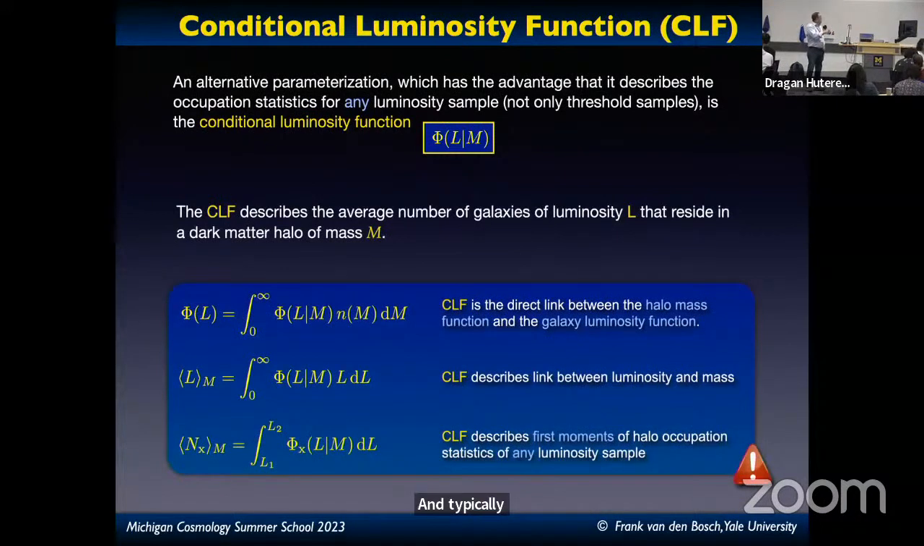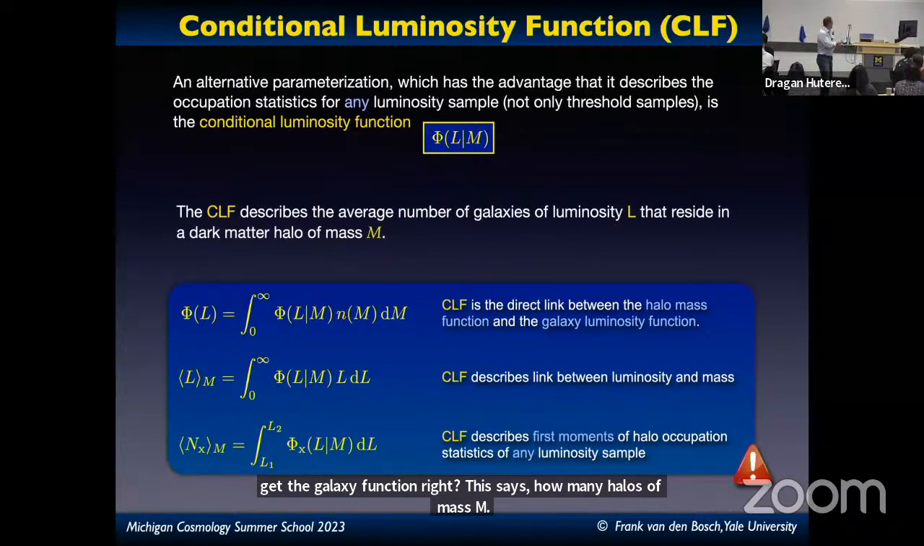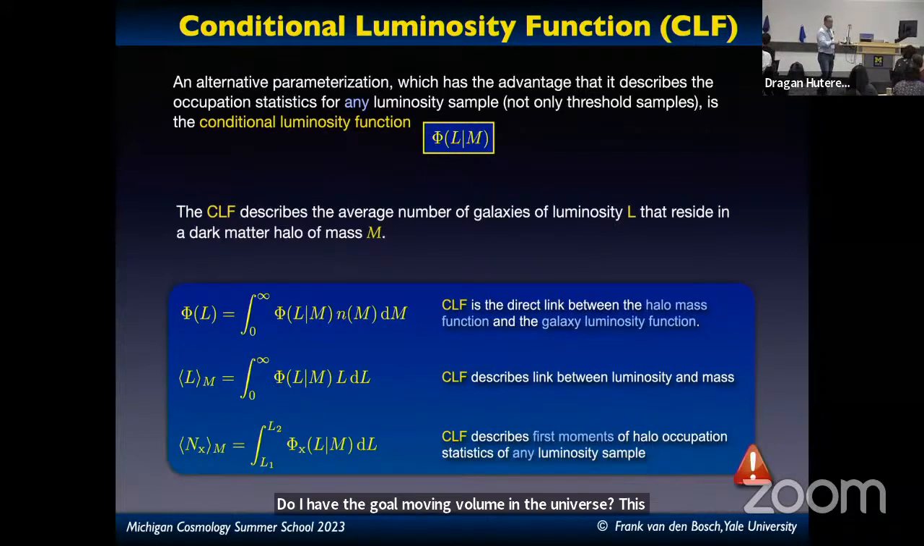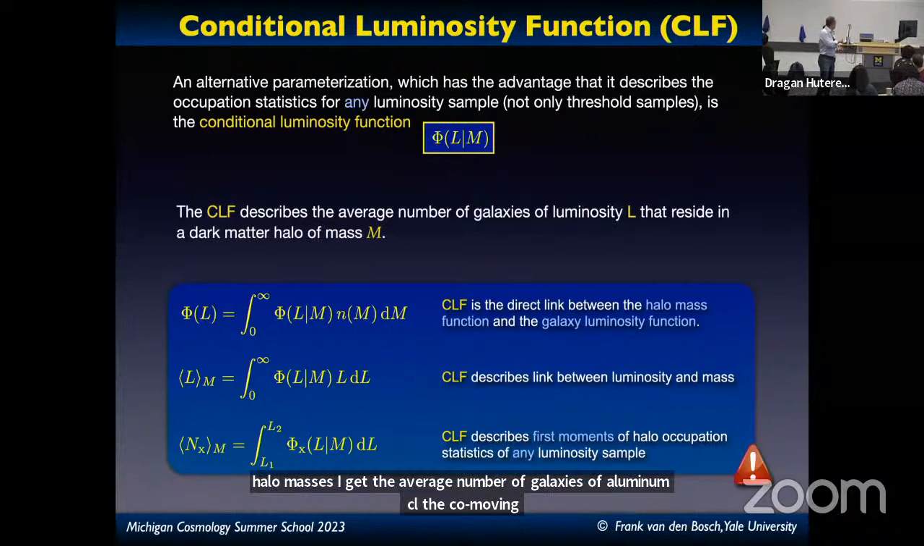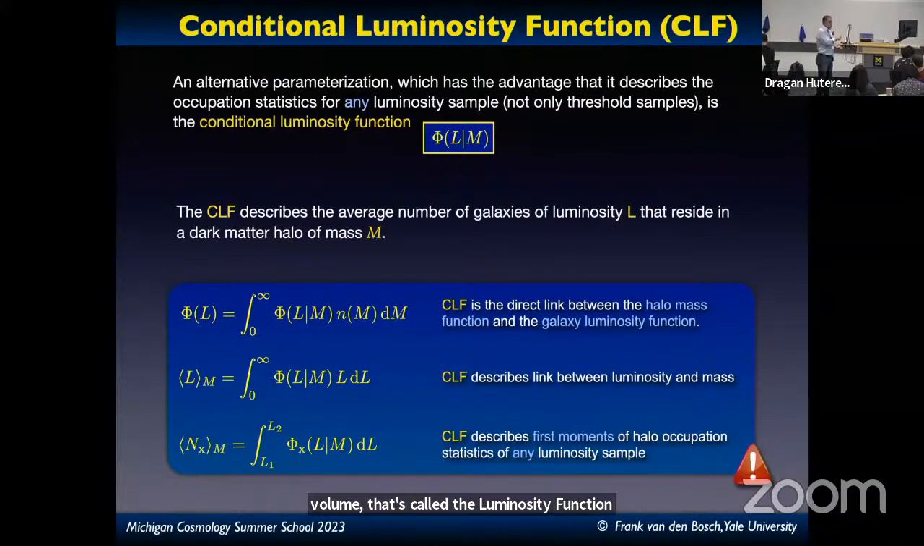And typically, well, first look at this equation. If you take the conditional luminosity function, and you integrate it over all halo masses, multiplied by the halo mass function, you get the galaxy luminosity function. So this says how many halos of mass M do I have per comoving volume in the universe. This tells me how many galaxies of luminosity L each of those halos hosts on average. If I integrate that over all halo masses, I get the average number of galaxies of luminosity L per comoving volume. That's called the luminosity function. That's an observable. We can measure this. We have measured it. We know how to calculate this for a given cosmology. So you can see that the conditional luminosity function links these two things together.